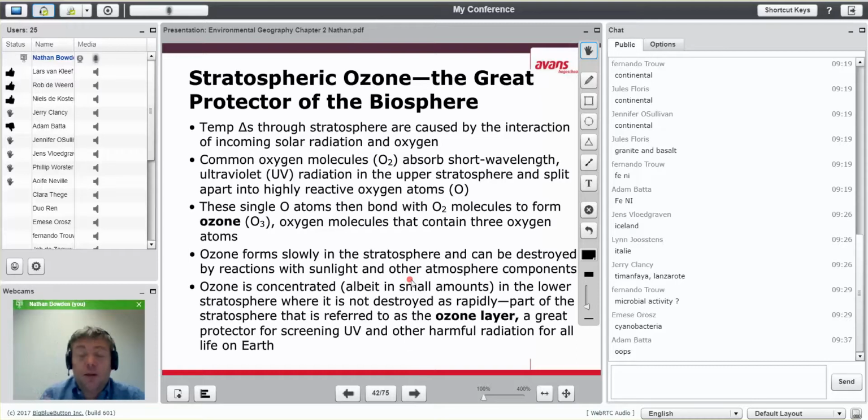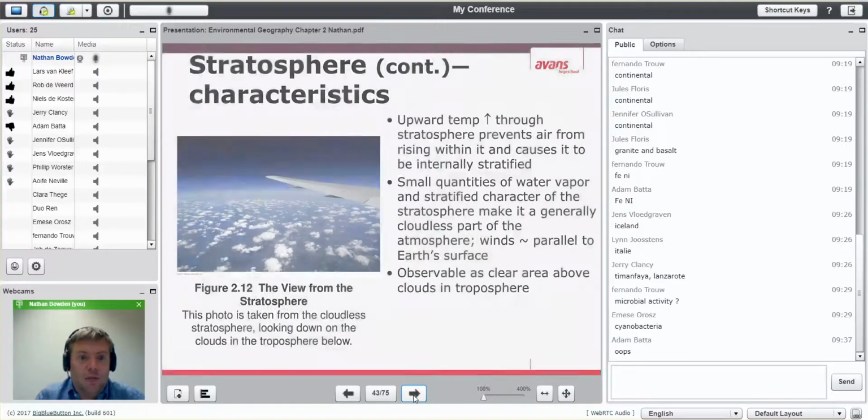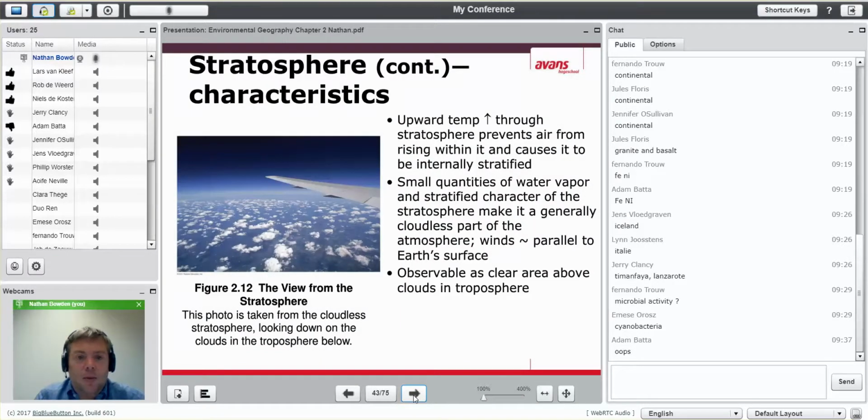And if this ozone layer is not there, as in the past when it disappeared in the southern and northern parts, you get much higher UV radiation, so it's very harmful for all life on our planet, both plants and animals.